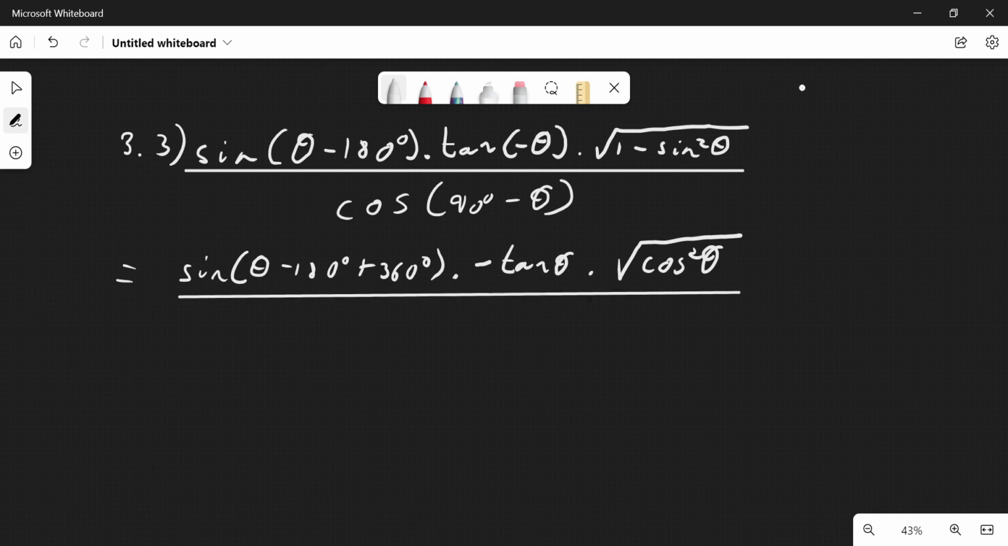So let me reduce this one as well. Cos of 90 minus theta, this is a complementary one, right? So that gives us sine of theta. All right, so here this gives us 180 plus theta. Sine is negative in that quadrant.